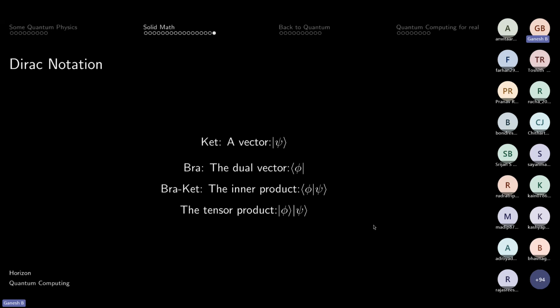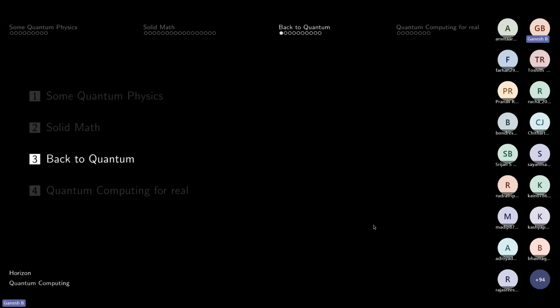There's also something called the tensor product. It's when you multiply two kets together. I think that will equip us enough to actually go to the quantum part again. I will just pause for a minute. If there are any questions, you can start.